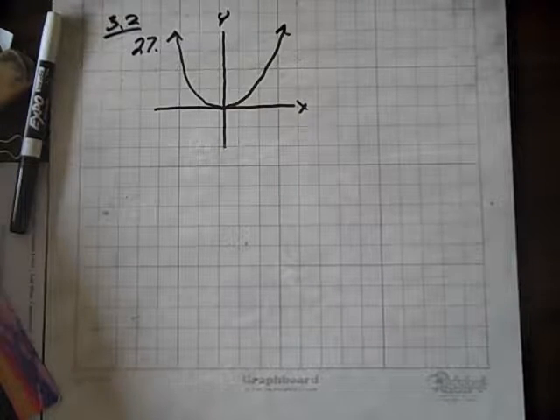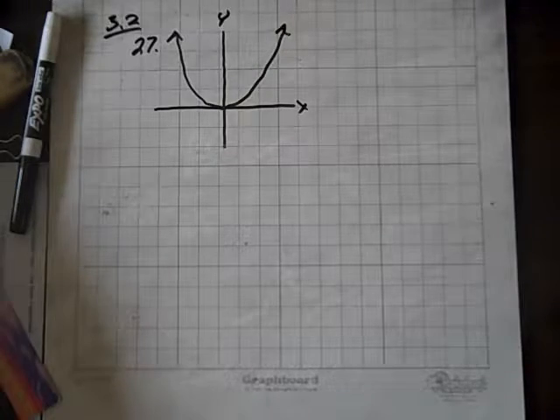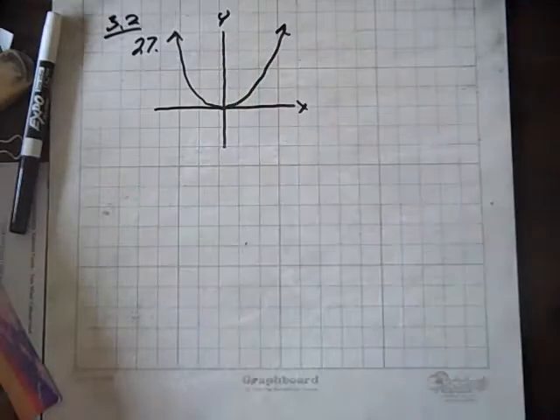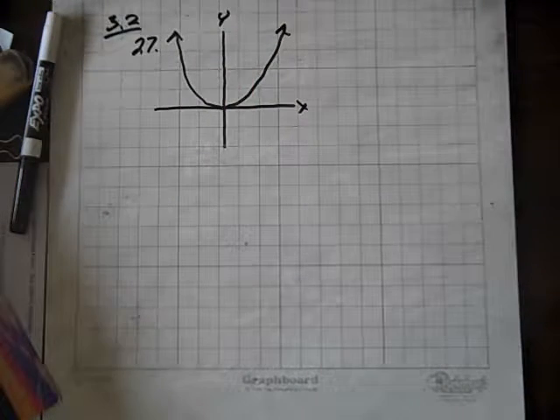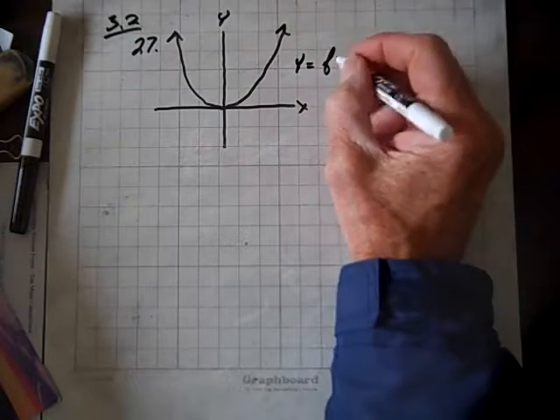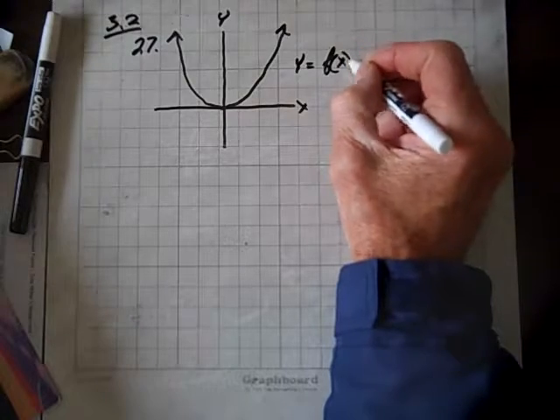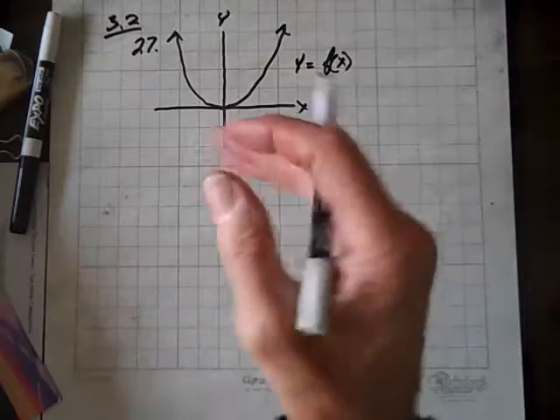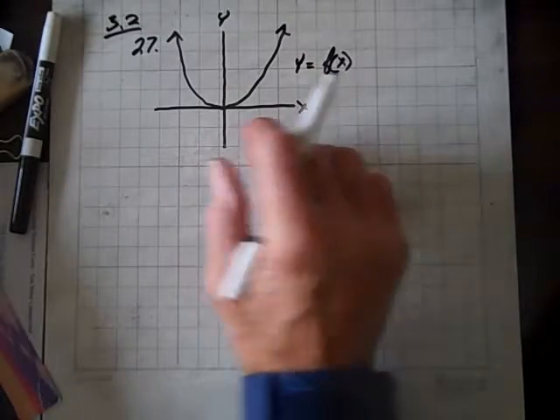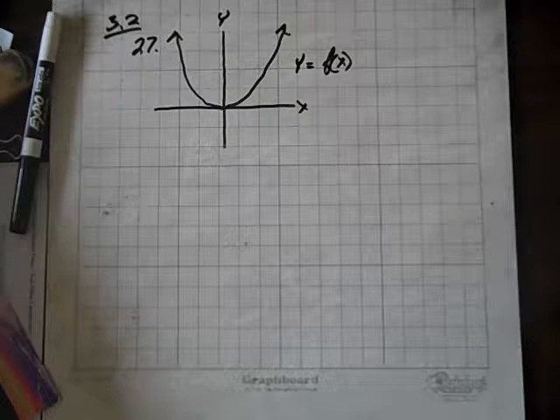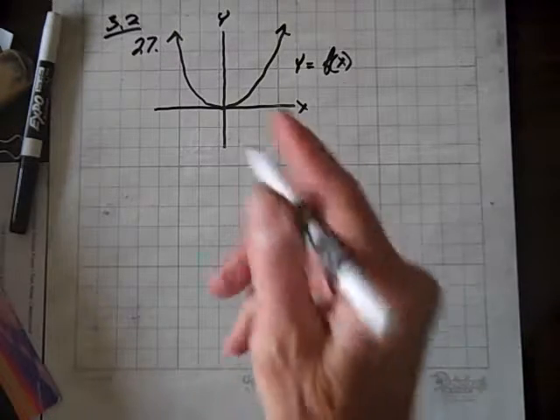Okay, now we're doing number 27. And 27 gives us a graph that looks very much like that. And that is the graph of a function. So this is y equals some f of x. And we have to match it with, if we were going to take the derivative of this, what graph in red would we get? And we're on page 132.